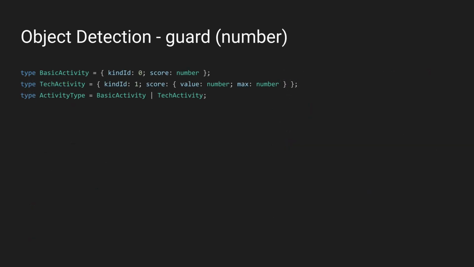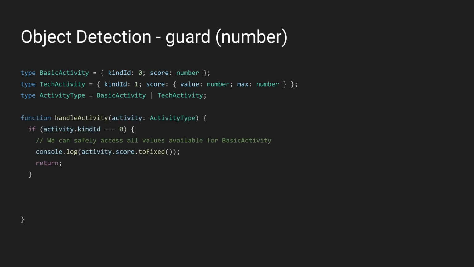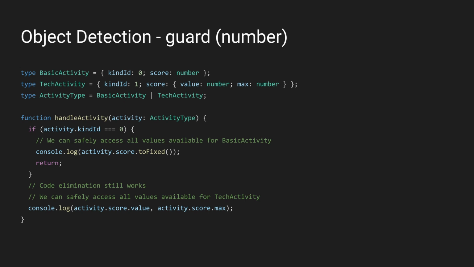The guard doesn't necessarily need to be a string. We can also use numbers. In the example on the screen, we can observe that when using guards, narrowing still works. Therefore, after checking for one type, the other branches will only consider the types that remain.